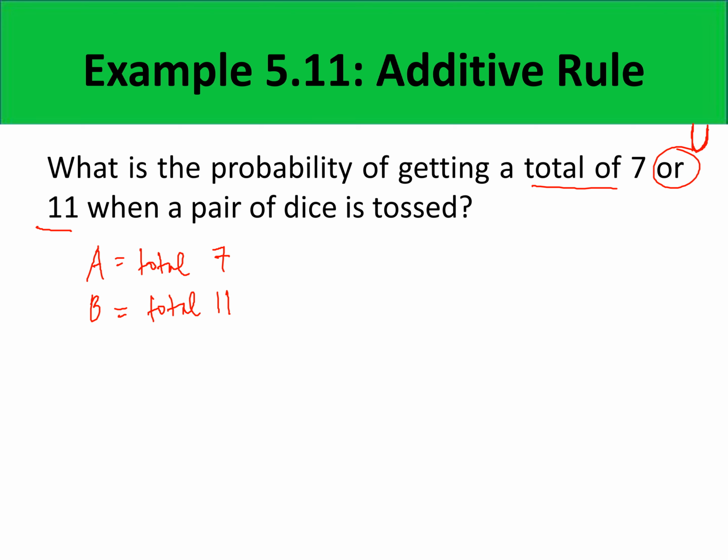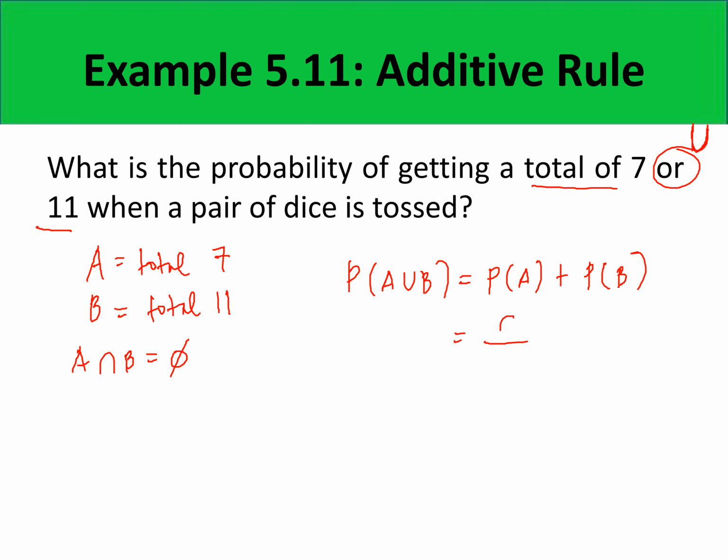Observe that A and B are mutually exclusive because it's impossible to roll a pair of dice and get two different sums. So the probability of the intersection is 0. Since we're looking for the probability of the union, the probability of A union B is simply the probability of A plus the probability of B. The probability of getting a total of 7 is 6/36 because there are 6 outcomes that will give us a total of 7.